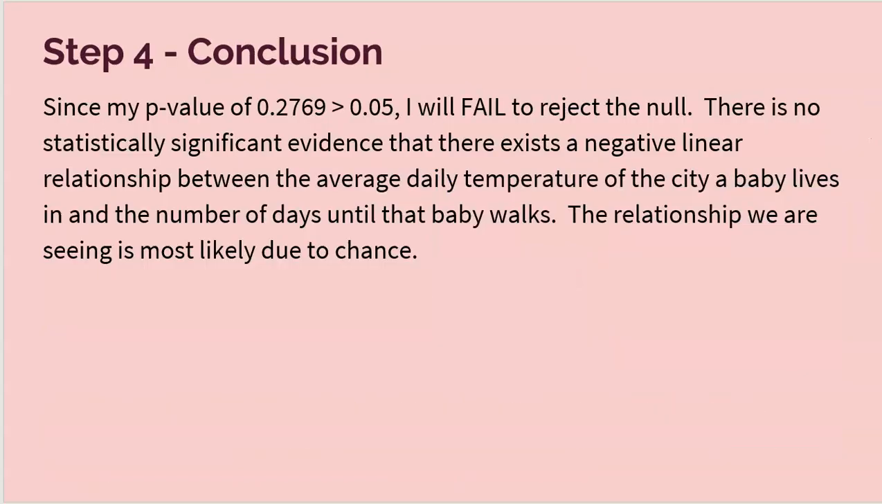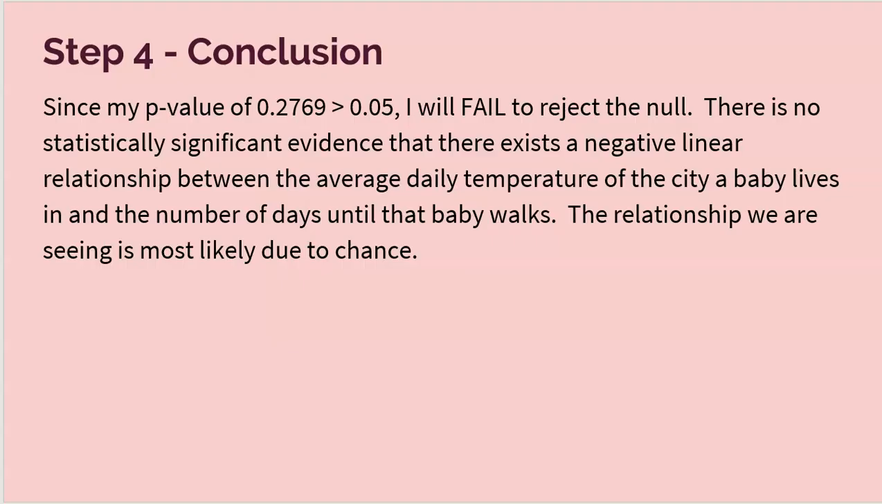All right, so now we're going to go on to our conclusion. So since my p-value of 0.27 is greater than 0.05, that's the significance level we were told to use, I'm going to fail to reject the null. This is not an unlikely sample. The probability of seeing our data, if the null is true, so if there is no relationship, the probability of seeing our sample is very likely, thus giving me evidence that there is probably no relationship here. So there is no statistically significant evidence that there exists a negative linear relationship between the average daily temperature of the city a baby lives in and the number of days until that baby walks.